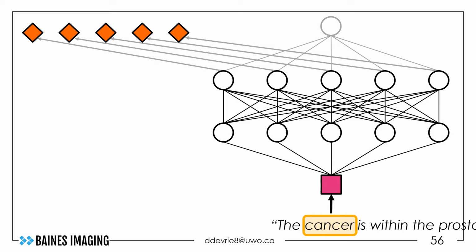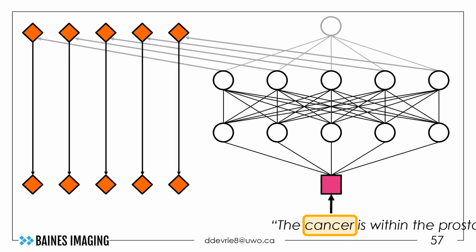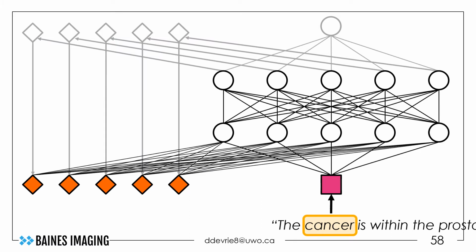What we can do is take those values and copy them back to the beginning of our network, and use them as inputs into our first hidden layer. And these inputs are going to come in at the same time that the word cancer is taken in as input. So both are going to be feeding into the network.